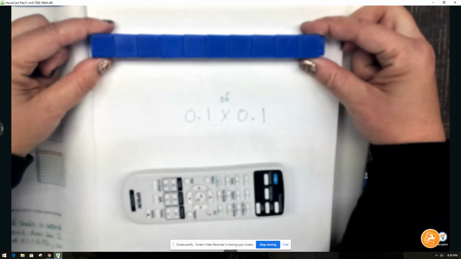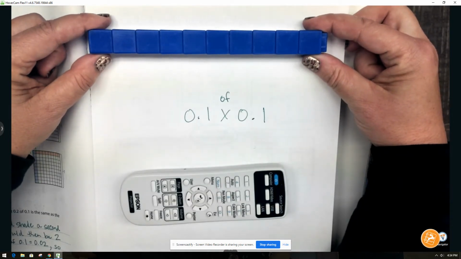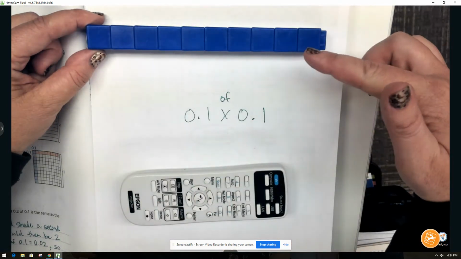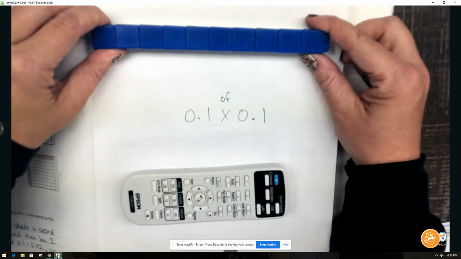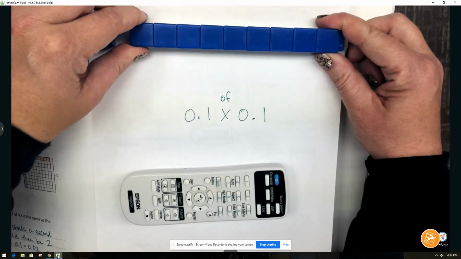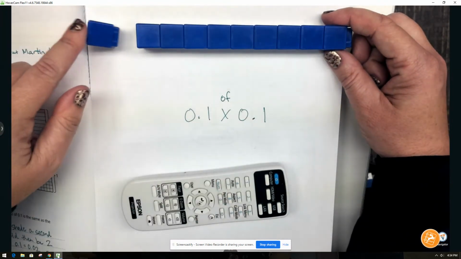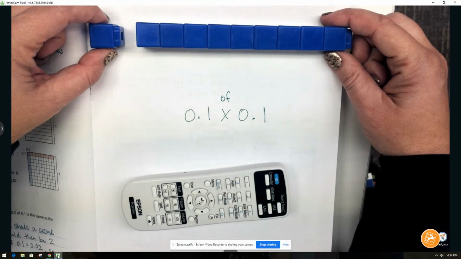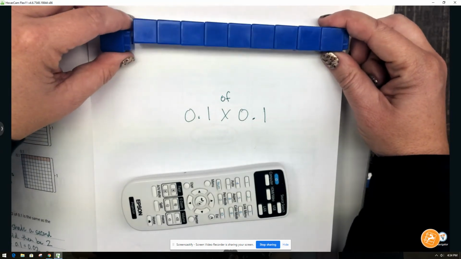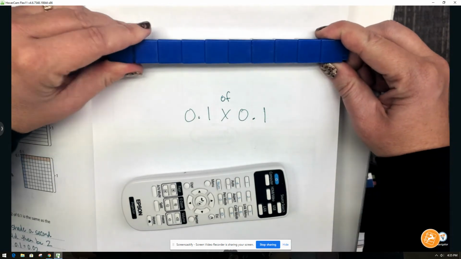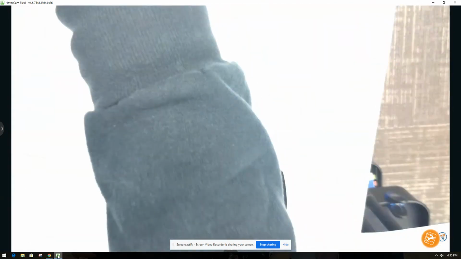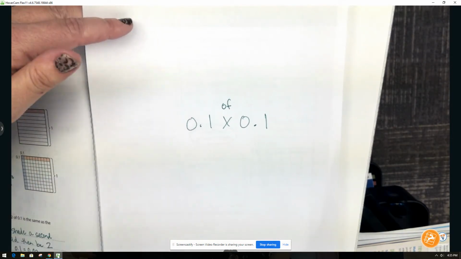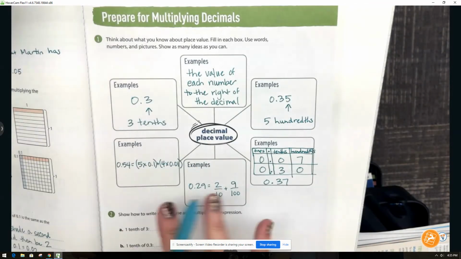This is 1/10. 10 of these fill 100. 1/10 of one whole is 1/100th. We're going to keep going, but I wanted to show this to you because I want to give you just an overview. We're going to keep practicing, I promise.